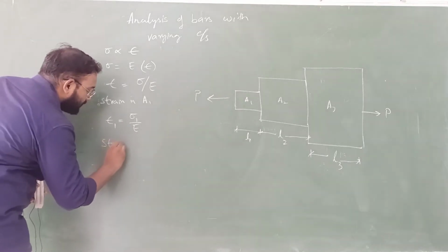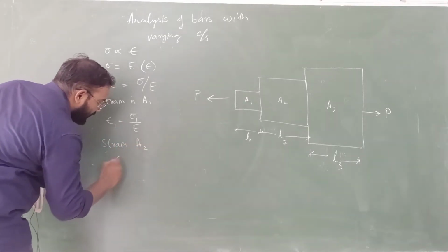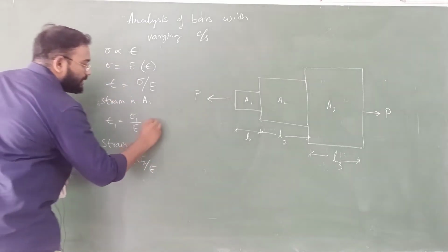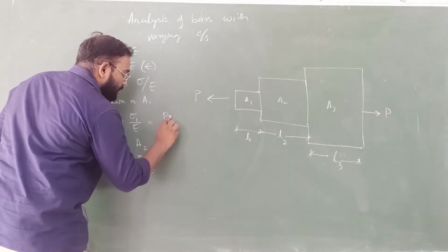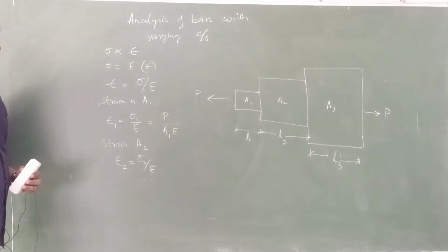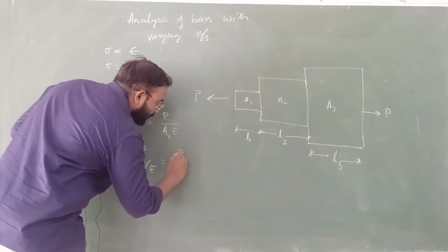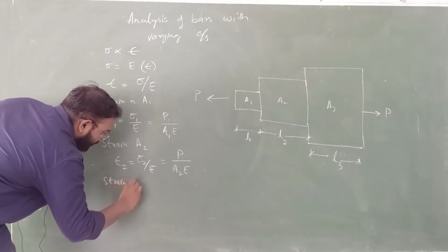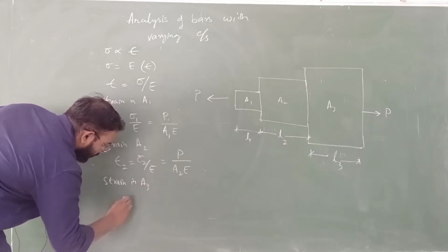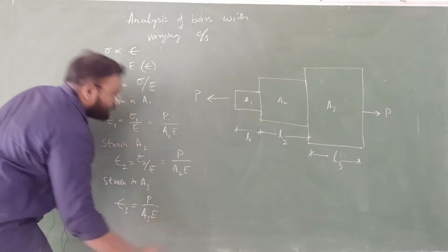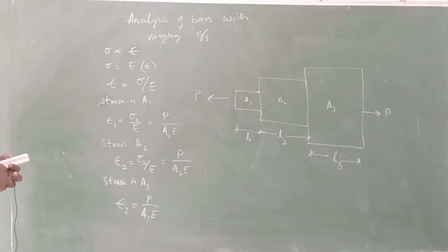Similarly, strain in A2 will be epsilon 2, which is equal to sigma 2 by E, or this is also equal to P by A2 into E. Stress sigma 1 is P by A1, and sigma 2 is P by A2. Similarly, strain in A3, epsilon 3, is equal to P by A3 into E. Okay, so this is strain.